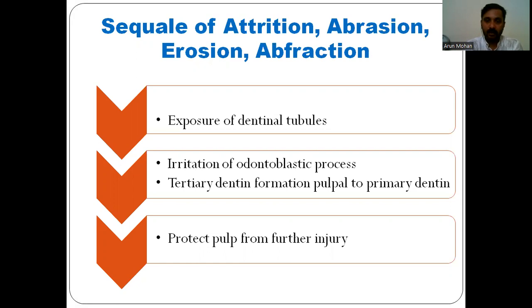That is, as the tooth structure gets involved, there will be exposure. The enamel will get worn off. Then there will be exposure of dentinal tubules, irritation of the odontoblastic process, sclerotic dentin formation, and tertiary dentin formation, which is intended to protect the pulp. We will try to protect the pulp. So this will be the sequelae common to attrition, abrasion, erosion, and abfraction.